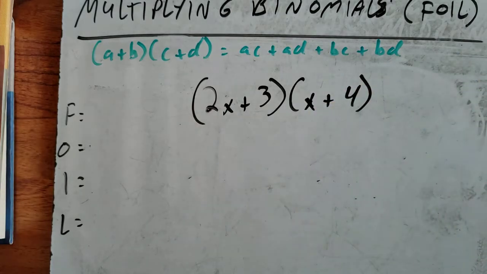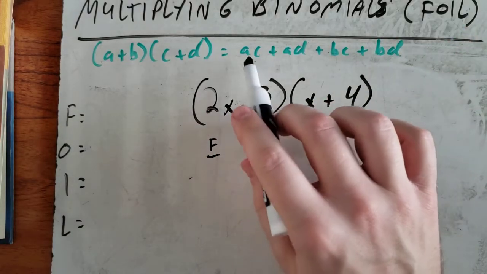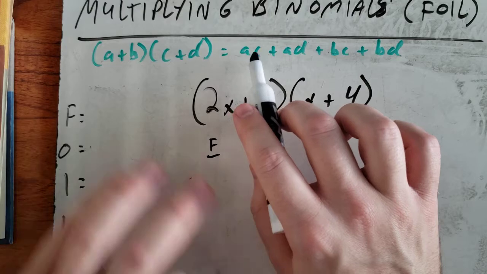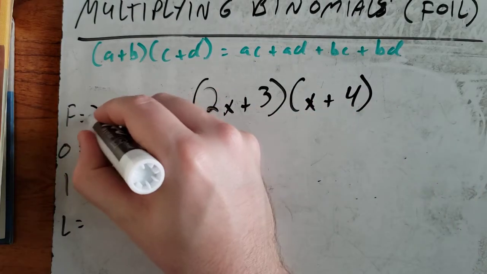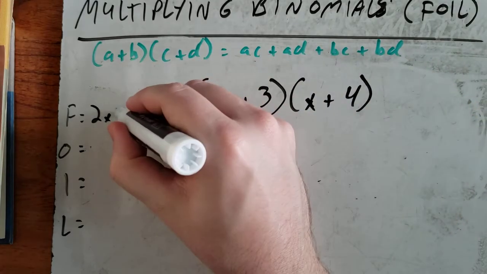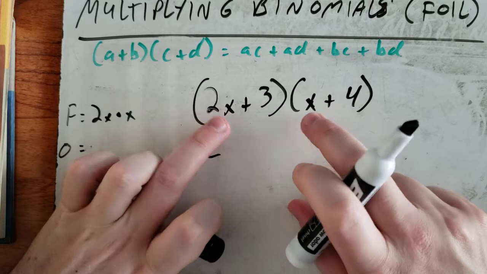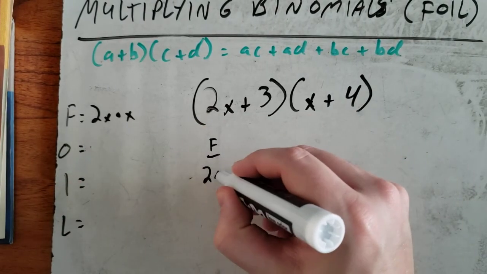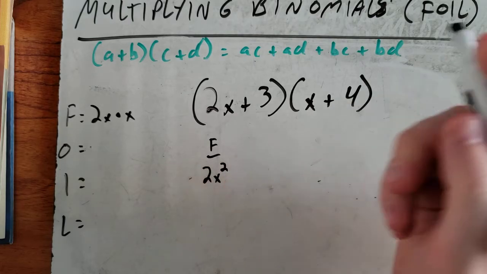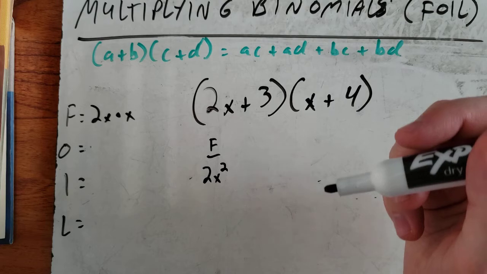Same process, right? We start with our first, our F, okay? So our first ones are still our A term and our C term. In these two cases, it's a 2x here times an x here. So 2x times x. When you do that, what do you get? Well, you get 2x squared, because x times x is x squared. Remember, and the 2 is out front.